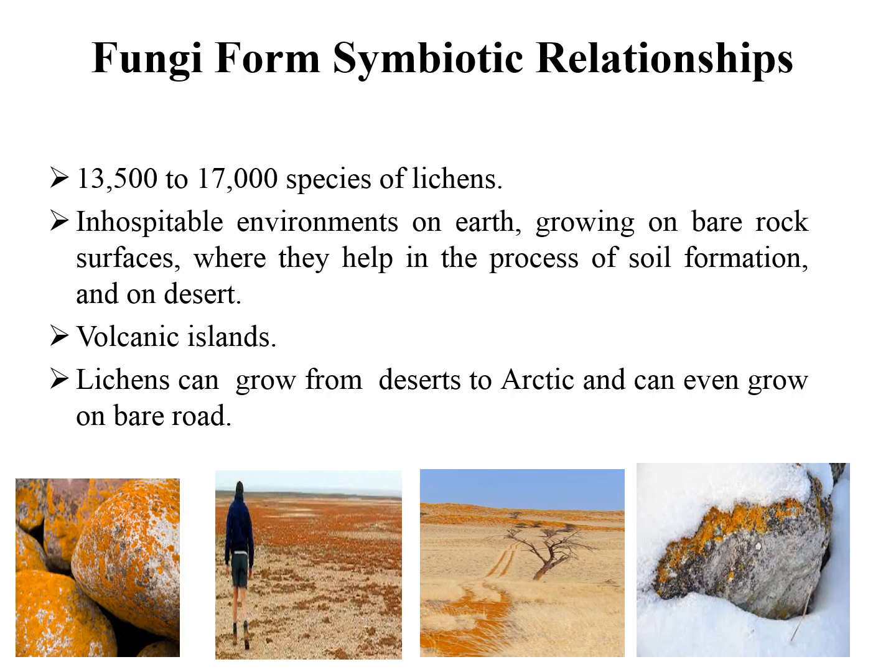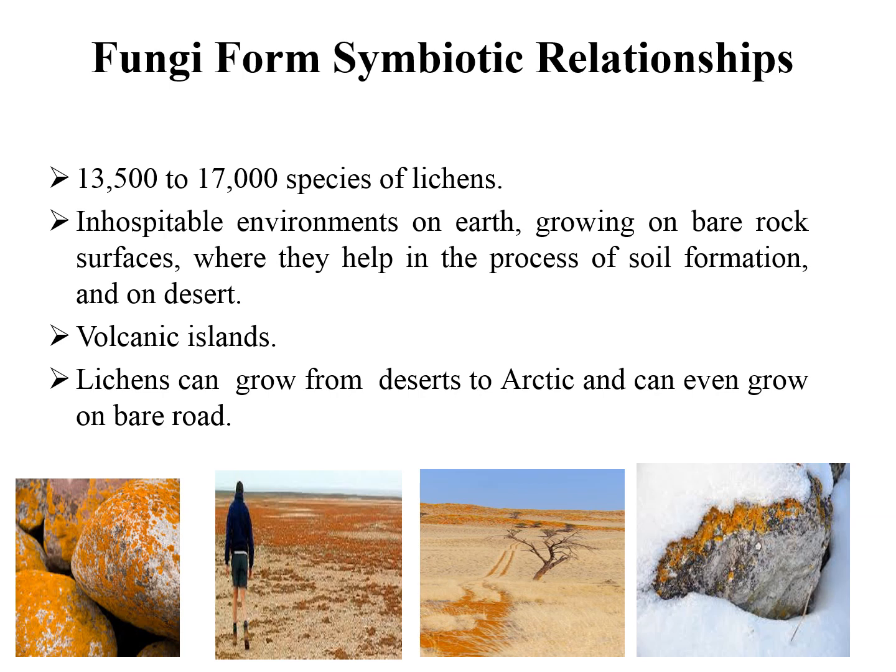There are an estimated 13 to 17,000 species of lichen extended from the tropic to the polar region. Some of them grow on the bark of temperate trees, others occupy some of the most inhospitable environments on earth, growing on the bare rock surface where they help in the process of soil formation, and on desert sands where they help to stabilize the surface and enrich it with nutrients.